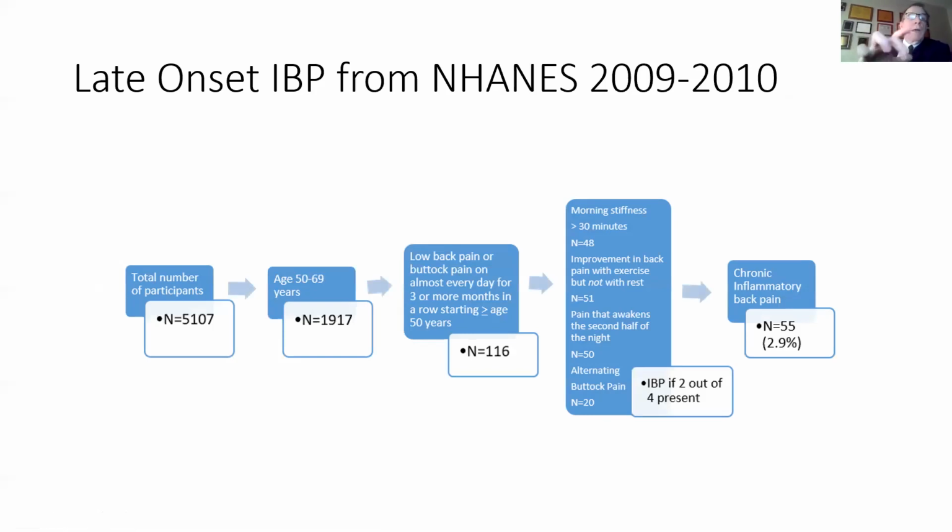So what we did was, and these data are unpublished, going back to NHANES 2009-2010. The 5,107 participants, nationally represented people, there were 1,917 who were over the age of 50, of whom 116 had low back pain or buttock pain almost every day for 3 or more months. And lo and behold, we ended up applying the Berlin criteria that 2.9% of the people between the ages of 50 and 69 years had chronic inflammatory back pain beginning over the age of 50.